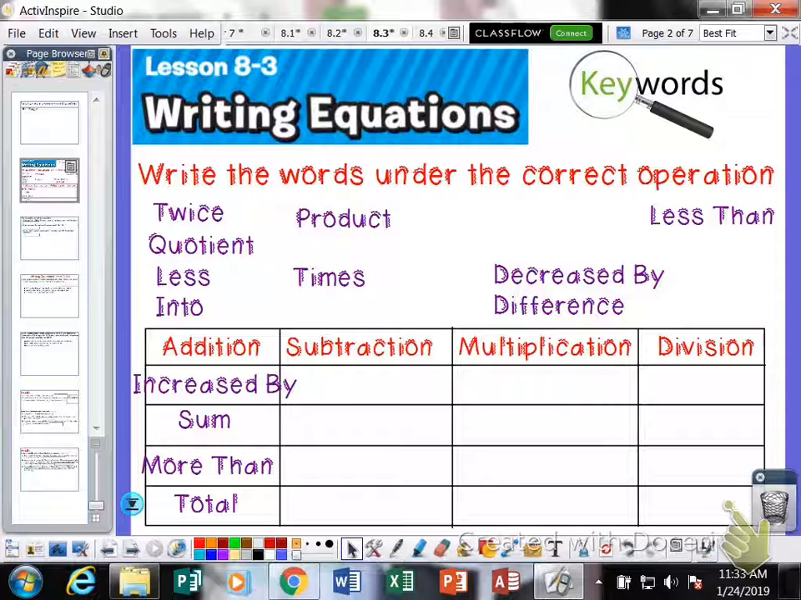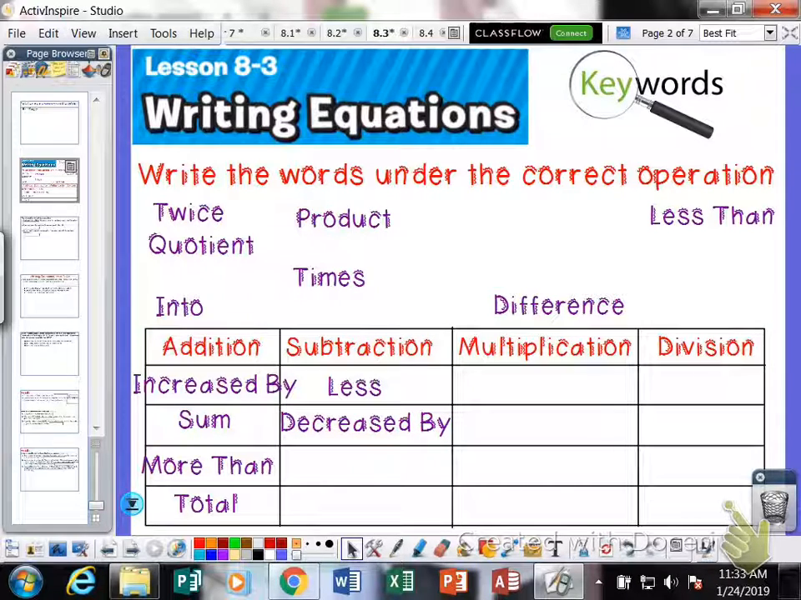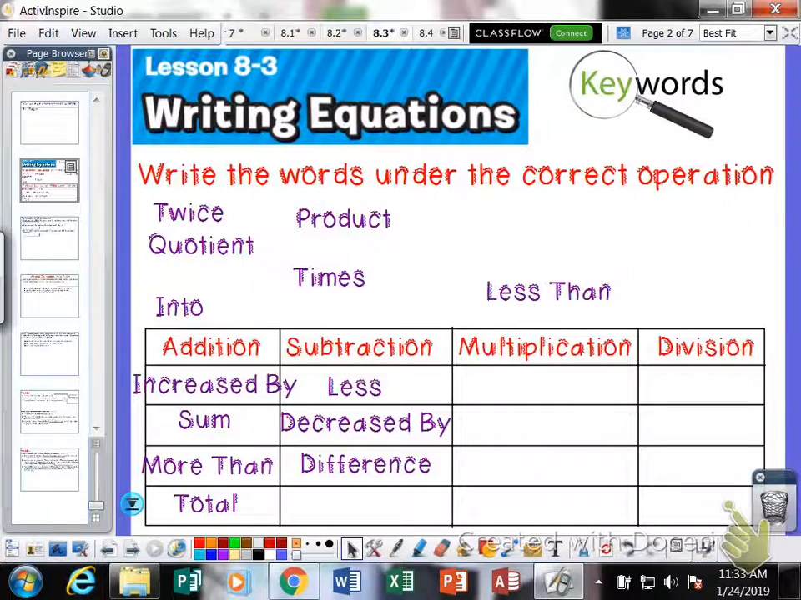Now let's look at subtraction. We have less, decreased by, difference, and less than. Again, if you see some of these terms, that means we are doing the operation of subtraction.